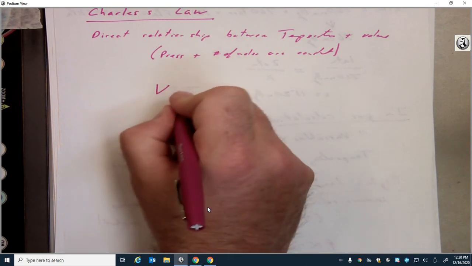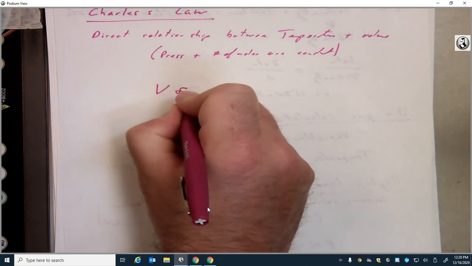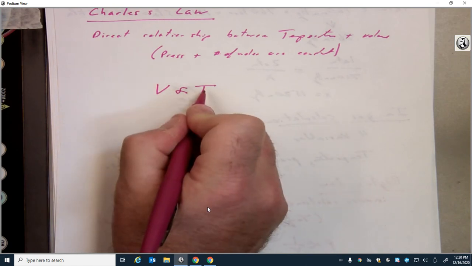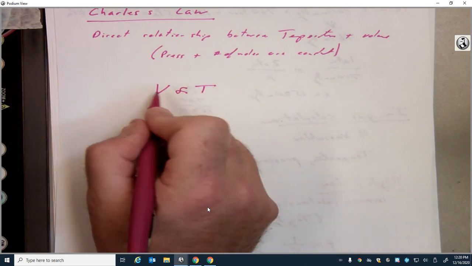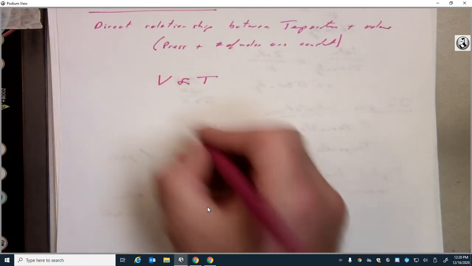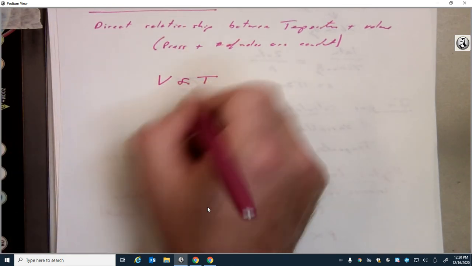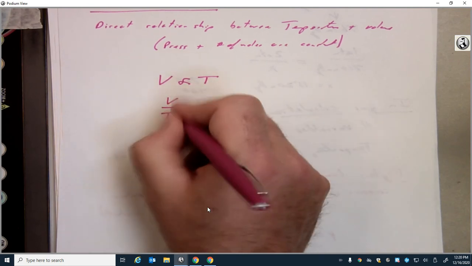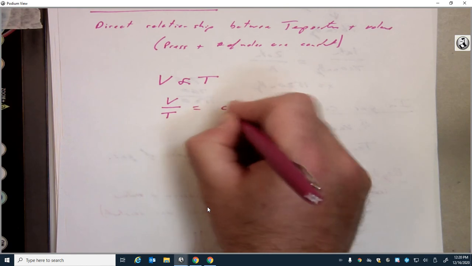So volume has a direct relationship with temperature. So if volume increases, temperature increases. If temperature increases, volume increases. So if it's a direct relationship and we divide those variables, we will get a constant. So V divided by T gives me a constant.